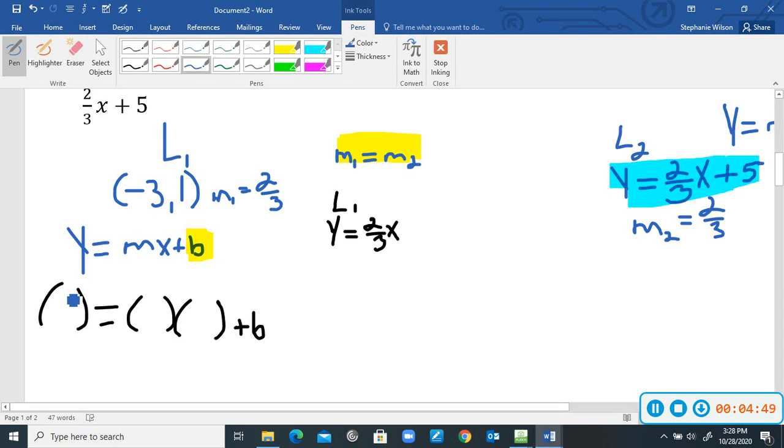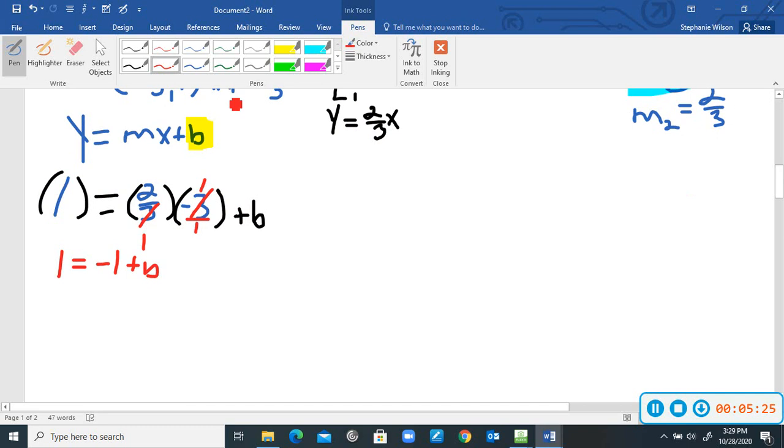Now let's plug in. My y value is 1, my slope is 2/3, and my x is -3. So now let's solve. If it helps you, put a 1 underneath this whole number, and you'll notice that the 3s will reduce. 3 goes into itself once and goes into this 3 once. So now I have 2 times negative 1. I'm just going to rewrite it so you can see it better. Now let's solve for b.